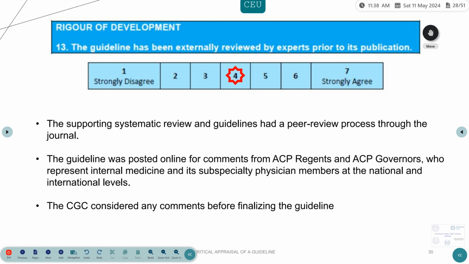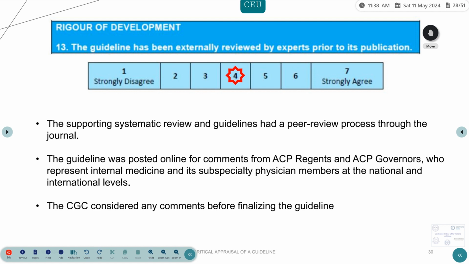So the next step after the recommendation is to be reviewed by peers, which was done, which is mentioned as peer review process was done. They have mentioned that the guideline was posted. They have gotten opinion from all the ACP people who are members of the ACP, and also they asked for comments before finalizing. But what were the results of those reviews? What did they find? Did they find any problems?